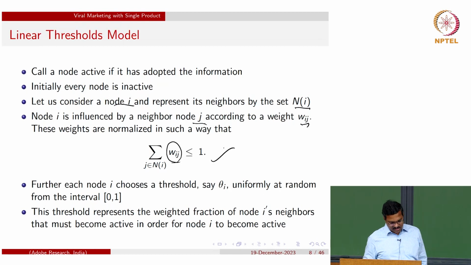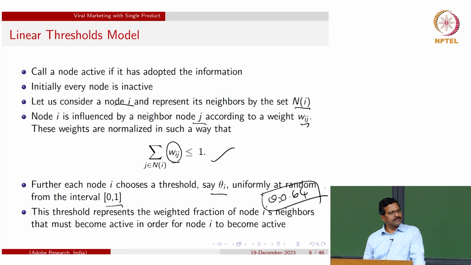This is called normalization because I am saying that it's a probabilistic process. These weights, the Wij's, should be probabilities. For that reason, this normalization is required. Further, each node I chooses a threshold theta I uniformly at random from the interval 0 to 1. So for that center node, 0.64 is that particular node's threshold, picked uniformly at random from the interval 0, 1. This threshold represents the weighted fraction of node I's neighbors that must become active in order for node I to become active.